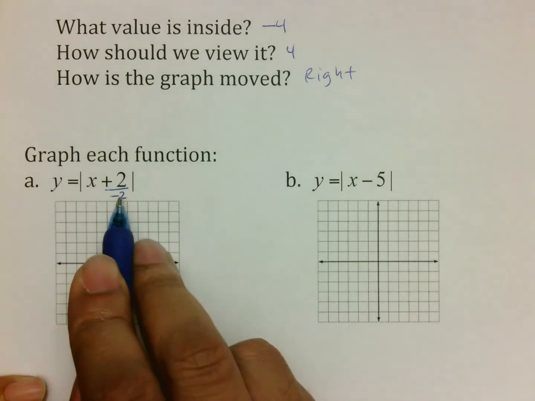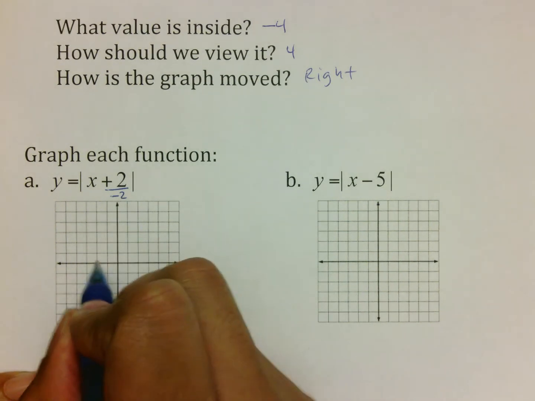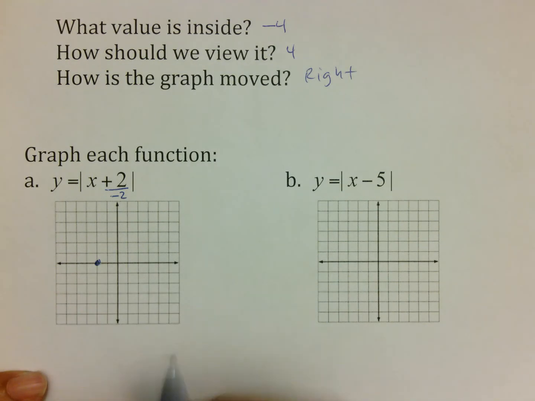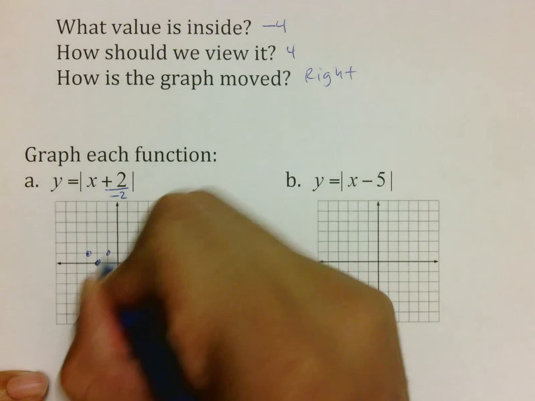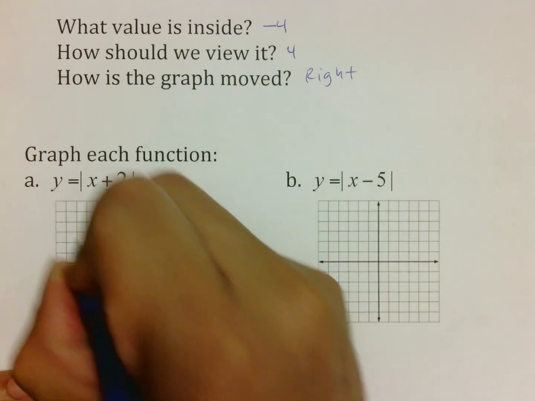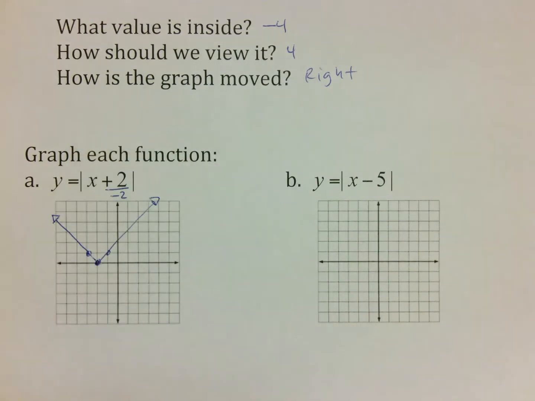Once I recognize this is a negative 2, it means it goes 2 to the left, not 2 to the right. And then I do the same thing I did yesterday. Over 1, up 1, back 1, up 1, and draw your V. That's all. You just have to make sure you study today to get used to switching that number.